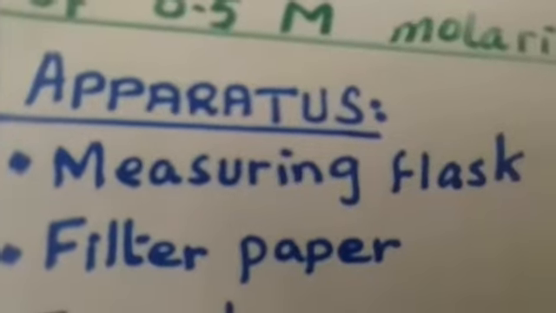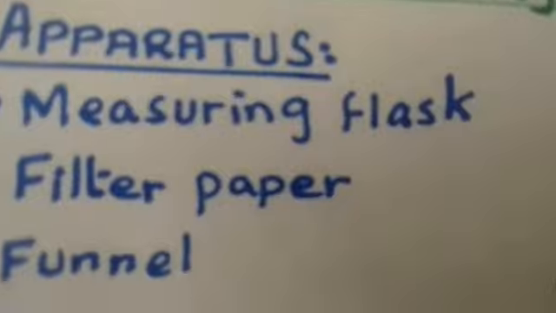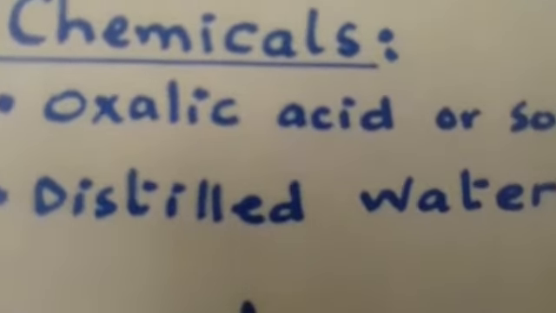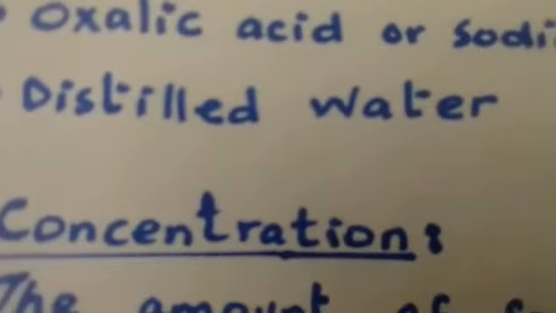Apparatus that we use are measuring flask, filter paper, funnel, beaker, glass rod, pipette, physical balance, and the last one is weight box. The chemicals that we use are oxalic acid or sodium carbonate, and the last is distilled water.